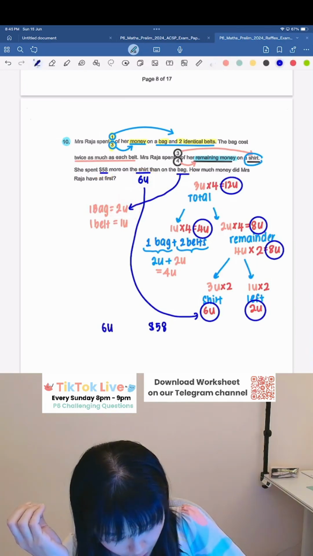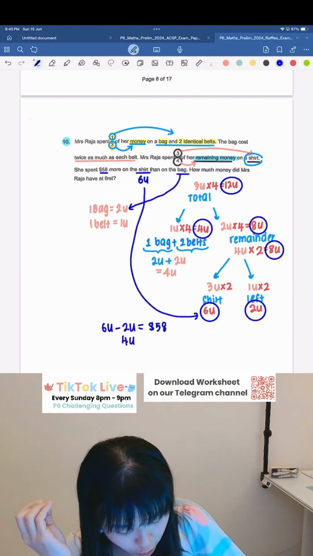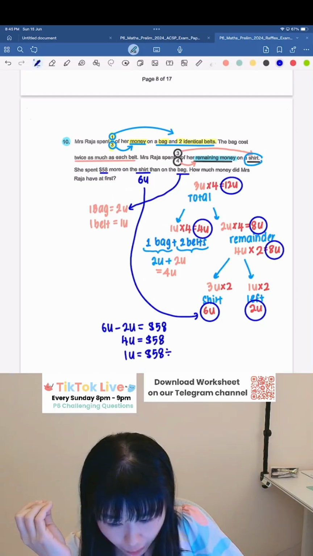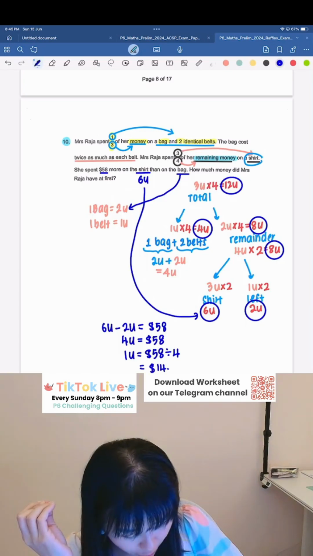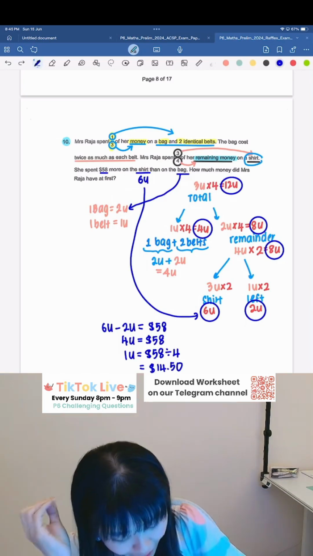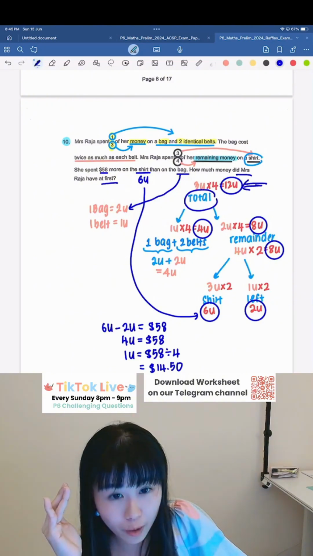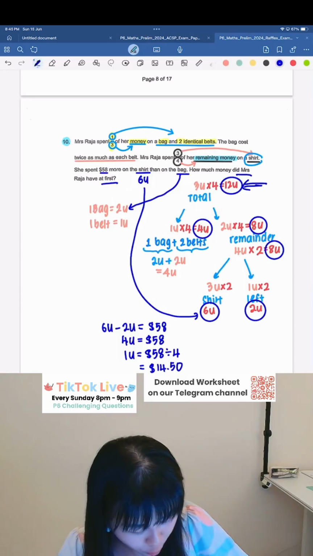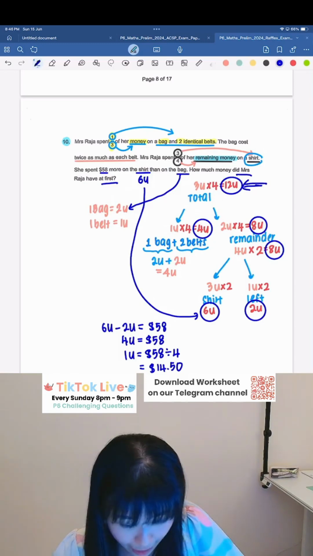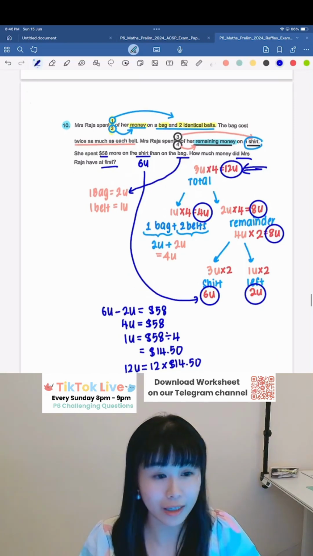6 unit minus the 2 unit, you will get the difference of $58. So 4 unit is $58. 1 unit is $58 divided by 4. That's how you get $14.50. Okay, and then 12 units. Why 12 units? Because how much money did Mrs. Raja have at first? At first, we look at the total here, which is 12 units. So from 1 unit to 12 units is 12 times $14.50. That's how you get $174 for this question. So let's look at C.